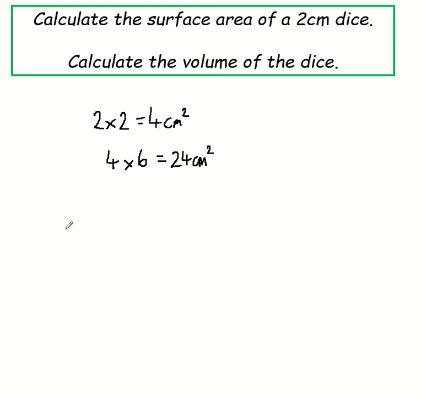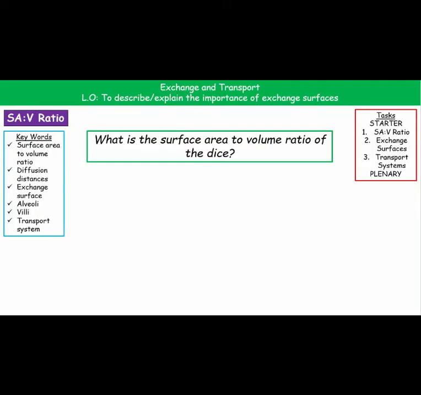Then to calculate the volume, what we do is length times width times the height. So 2 times 2 times 2 gives us 8 centimeters cubed. Do obviously go careful to make sure you get your units right. So centimeters squared and centimeters cubed. So just go careful to get that right each time. Next question for you to have a go answering then is, what is the surface area to volume ratio of the dice? So using the surface area and the volume you just calculated, work out the surface area to volume ratio for me and write that in your books.